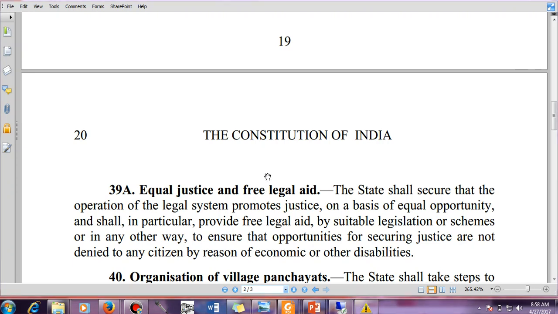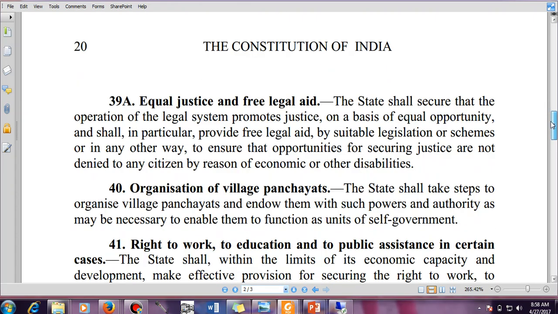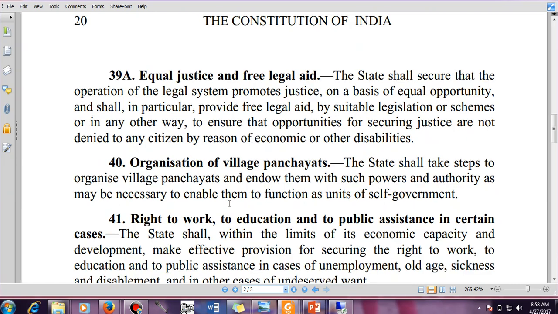Okay, now Article 40, that means organization of village panchayat. The state shall take steps to organize village panchayat and endow them with such powers and authority as may be necessary to enable them to function as units of self-government. So we have made self-government by panchayat in the village, and we have to give them proper authority so that they can run their self-government. That is the main thing.